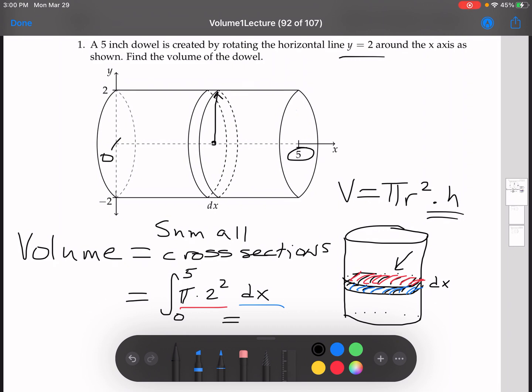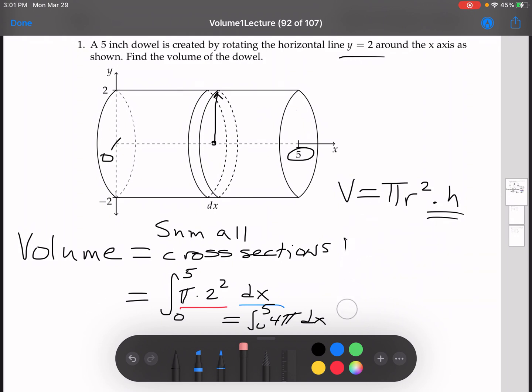And so then we get the integral from 0 to 5 of 4 pi dx, which is equal to 4 pi x, evaluated from 0 to 5, which gives 20 pi inches cubed.